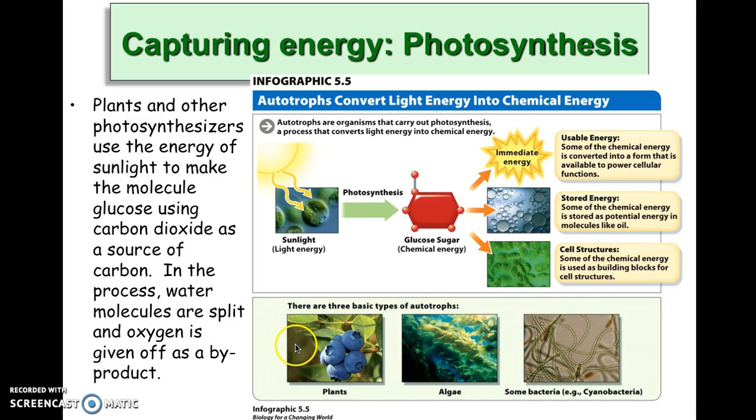At the bottom, it shows the three major groups of photosynthesizing organisms. We've got plants. Here we have blueberries, kelp, representing all different types of algae, and then cyanobacteria representing different photosynthetic bacteria.